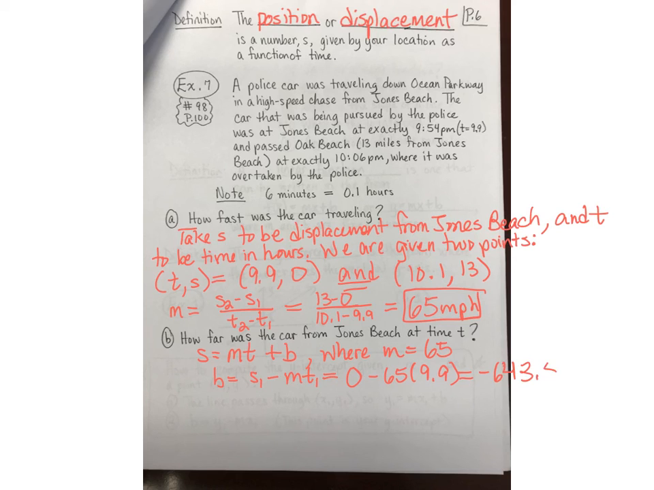And you should do these calculations. 0.5. Therefore, we can write out what S is. S is equal to 65T minus 643.5. And that is how far the car was from Jones Beach at time T.